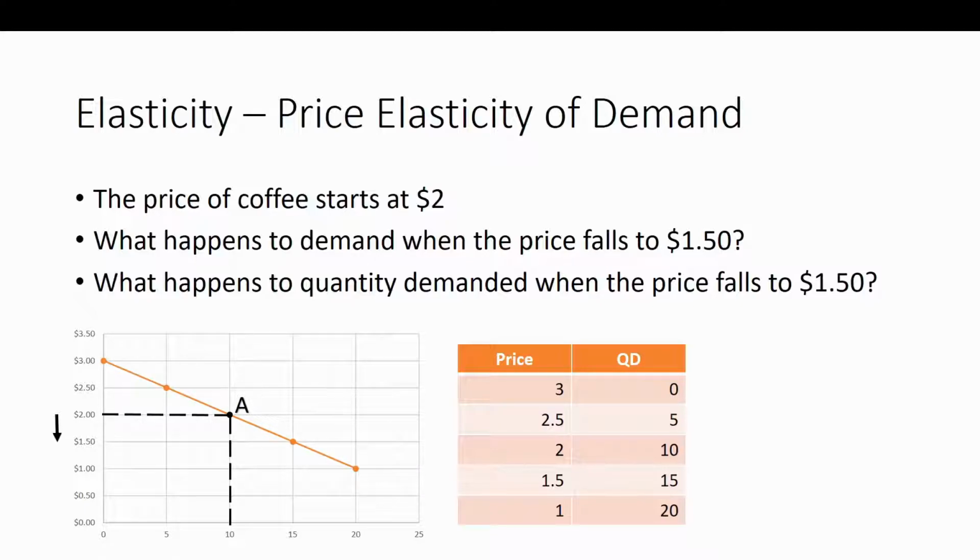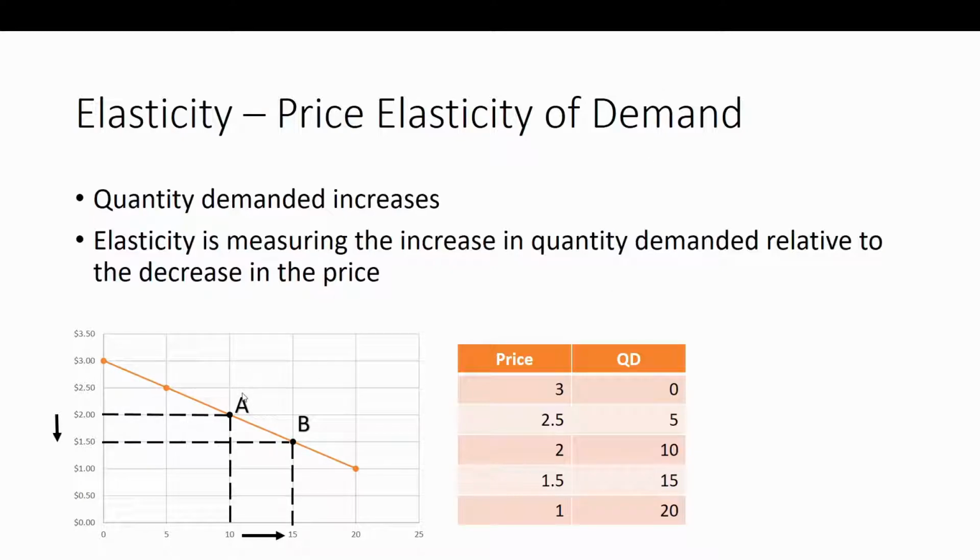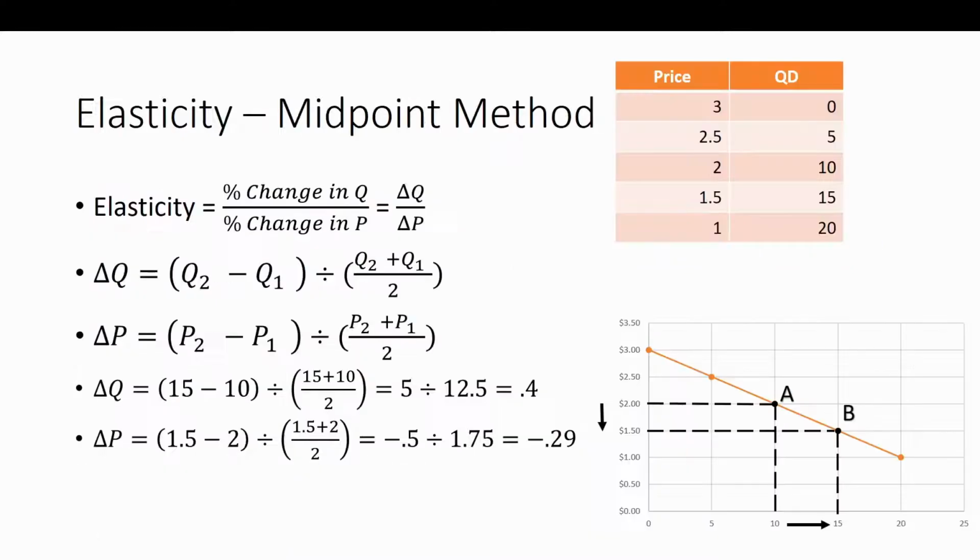What happens to the quantity demanded when the price falls to $1.50? Well, the quantity demanded is going to increase. So as we move from point A to point B, we're going to increase the quantity demanded. With a decrease in price, we see an increase in quantity demanded. Elasticity is going to measure the increase in the quantity demanded relative to this decrease in the price.